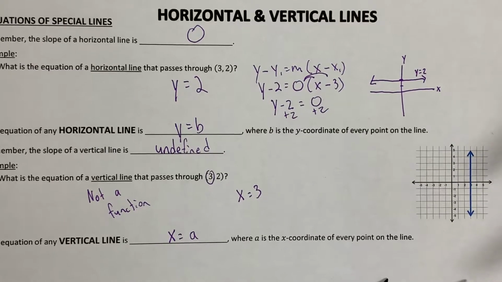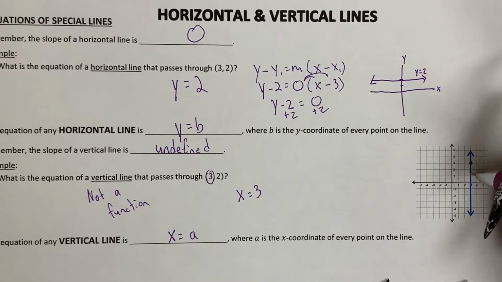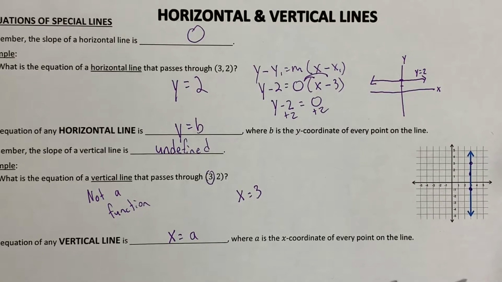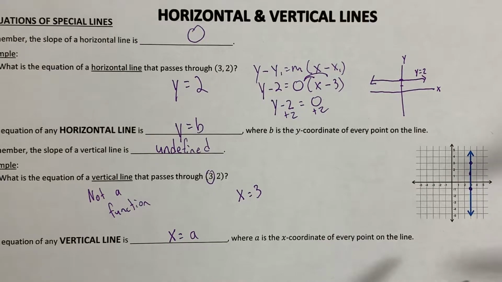That's why it does not have a slope. The slope is undefined. All these x values here repeat. It's the only line on the graph that is not a function and does not have a slope.